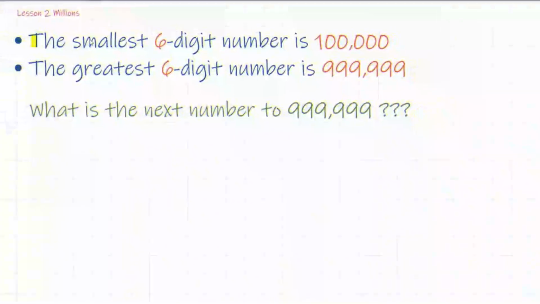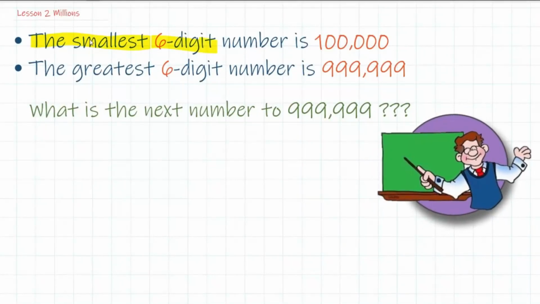Okay, as we studied before in the first lesson, the smallest 6-digit number is 100,000, and the greatest 6-digit number will be 999,999. طيب تعالوا نسأل السؤال ده: what is the next number to 999,999? You have to add 1 زي ما أخدنا الدرس اللي فات. To get the next number to 999,999 you have to add 1.